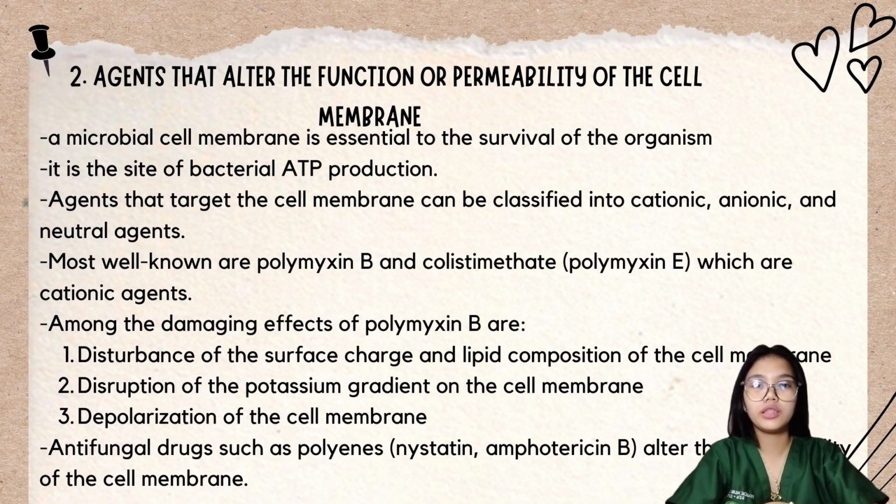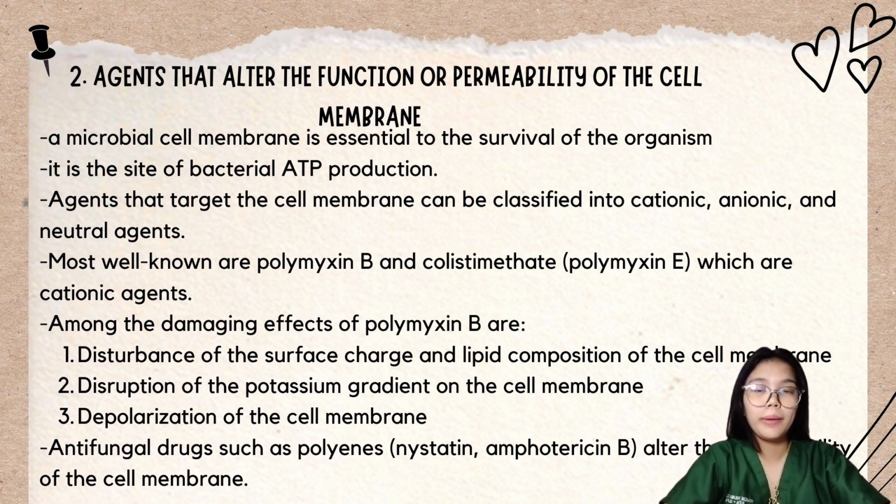The next one is the agents that alter the function or permeability of the cell membrane. The microbial cell membrane is essential to the survival of the organism because not only does it serve as a barrier by its selective permeability, but more importantly, it is the site of bacterial adenosine triphosphate, or ATP, production. Agents that target the cell membrane can be classified into cationic, anionic, and neutral agents. The most well-known are polymyxin B and colistimethate or polymyxin E, which are cationic agents. These agents initially act by disrupting the outer membrane structure, enabling them to enter the cell and inhibit metabolic processes in the bacterial cell.